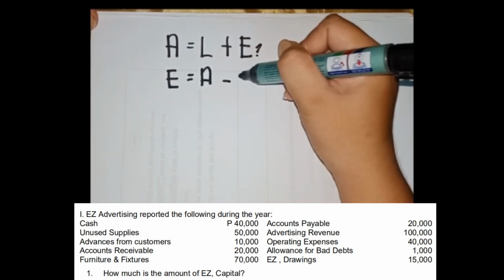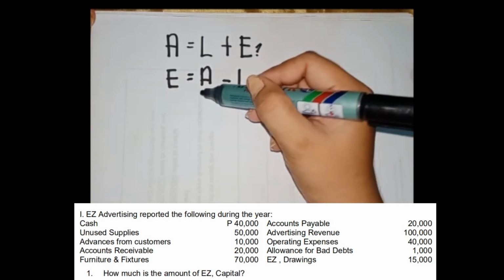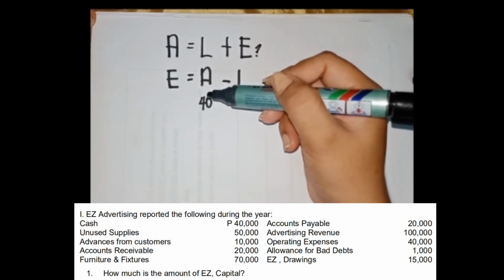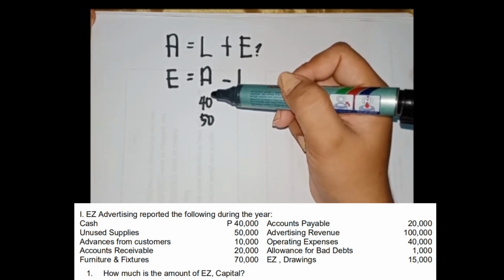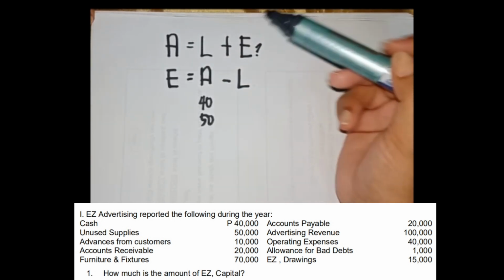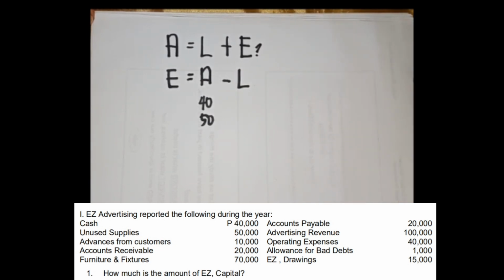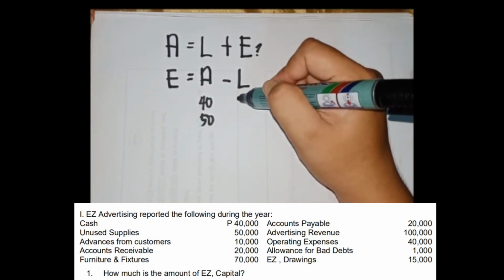asset less liability. Now, based on the given, we have cash of 40,000, which is an asset. Unused supplies of 50,000 is also an asset. Advances from customers is a liability. So, ibig sabihin nito, nakatanggap si business ng advances galing kay customer. Ibig sabihin ng advances, hindi pa nakapag-render ng service si business. So, ibig sabihin, liability niya pa yon kay customer.